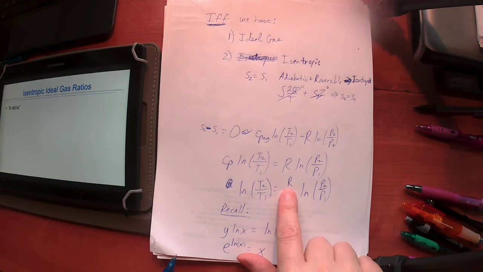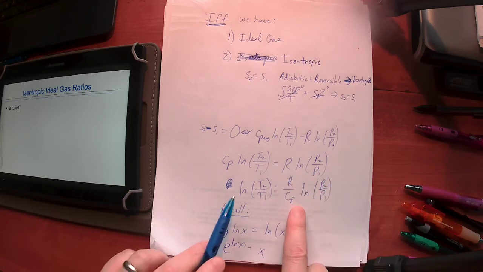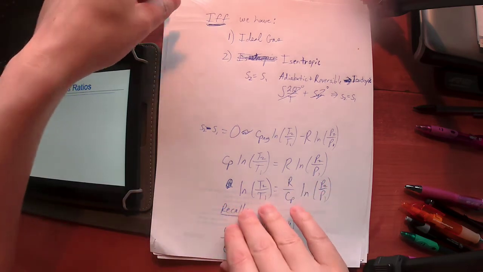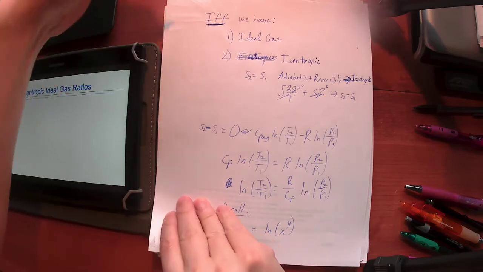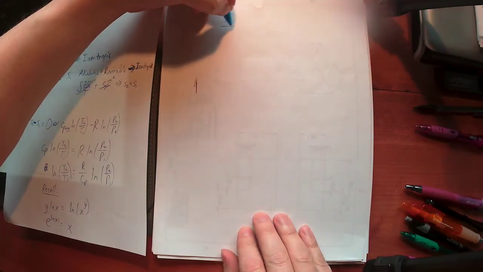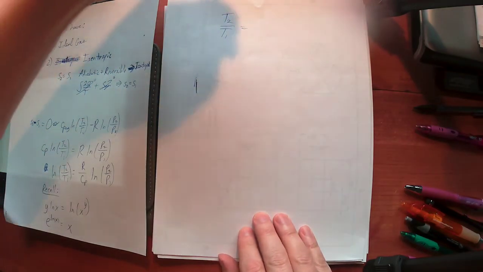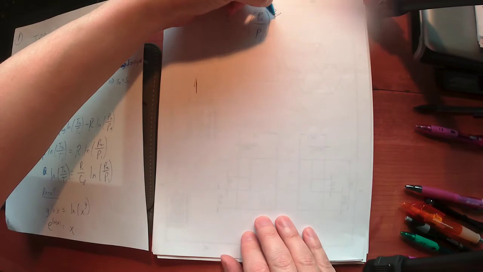So, moving this inside the argument, e to the power of both of these, what does this mean? Well, this simplifies. So I simply have T2 over T1 is equal to P2 over P1 raised to the power of R over C sub P.